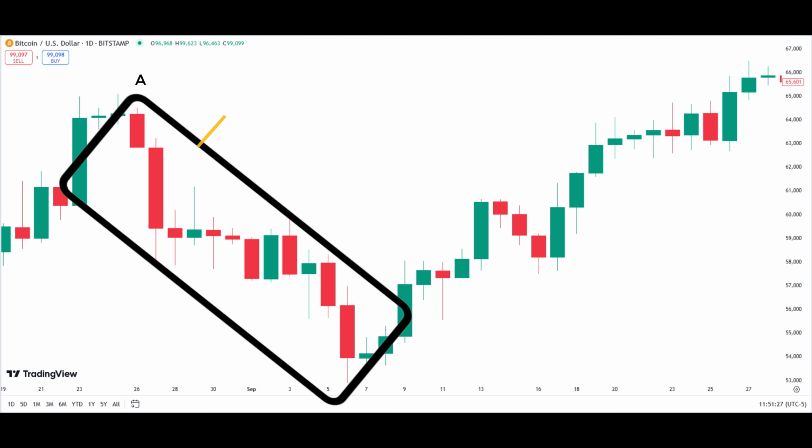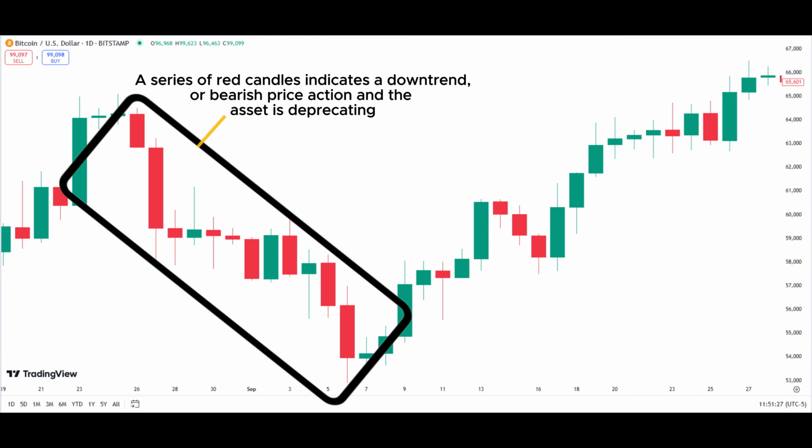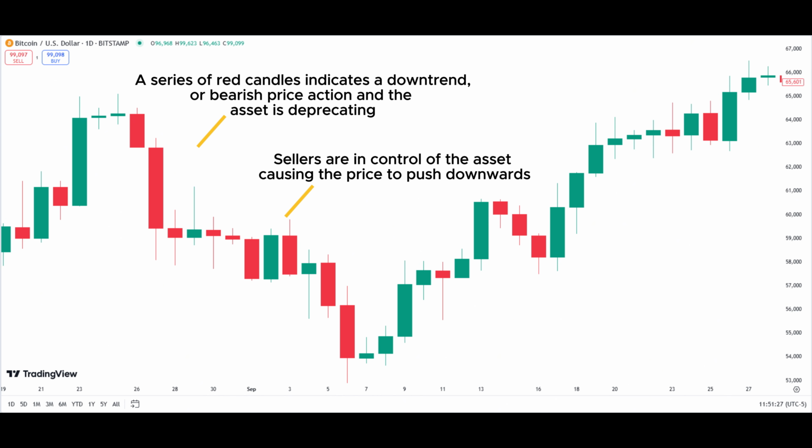Now, when you see more red candles than green candles in a series like this, the red indicates that it's a downward or bearish price action and that the asset is depreciating. This price action is a depreciation of the asset as sellers or bears, as they're known, will continue to sell more of the asset, causing the push downwards.